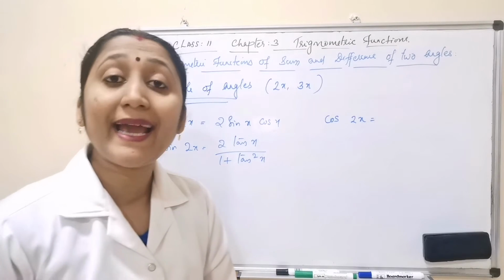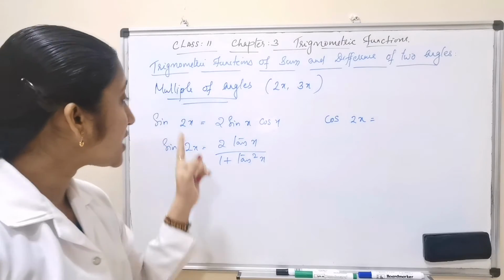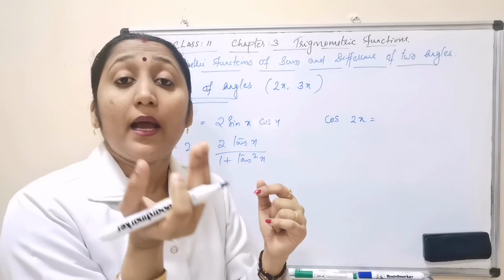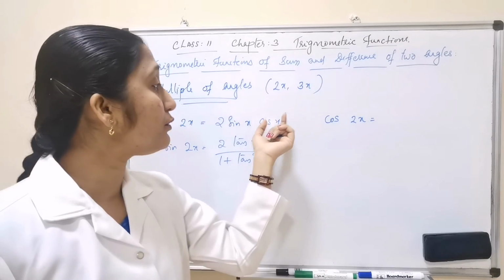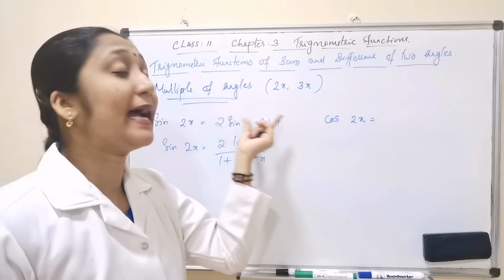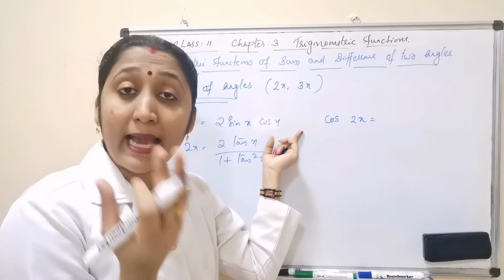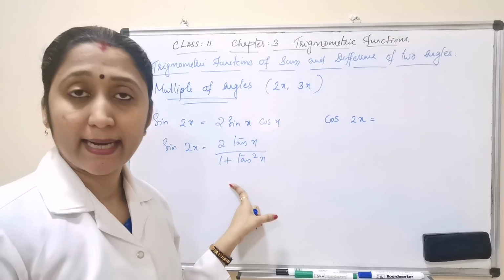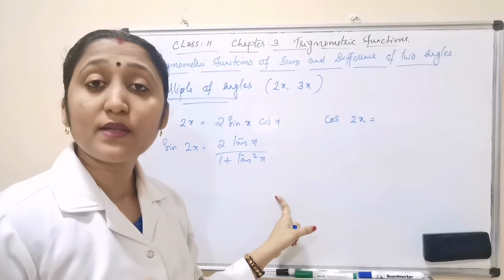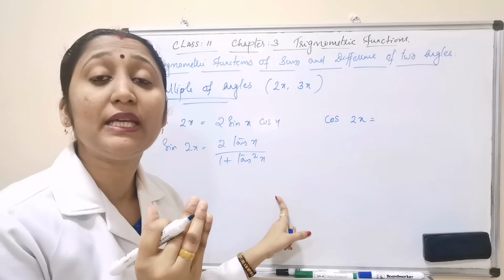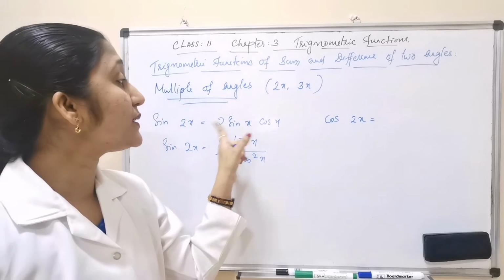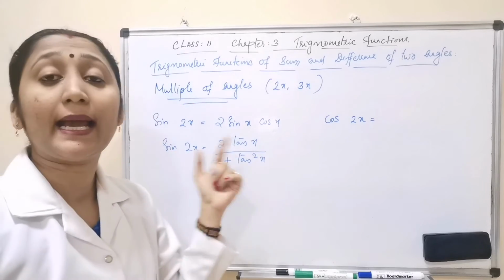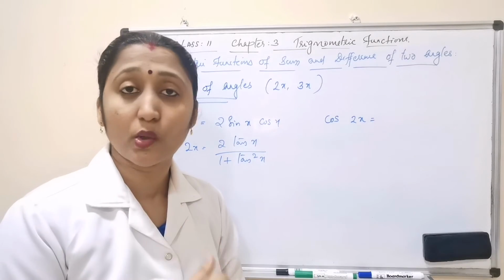2 tan x by 1 plus tan x. Because here, sin 2x means, if you want the answer based on sin and cos, you have to choose the formula 2 sin x cos x. If you need the tan form, it is 2 tan x by 1 plus tan square x. You have to learn this by heart. So sin 2 theta is nothing but 2 sin theta cos theta, or in the tan form, 2 tan theta by 1 plus tan square theta.